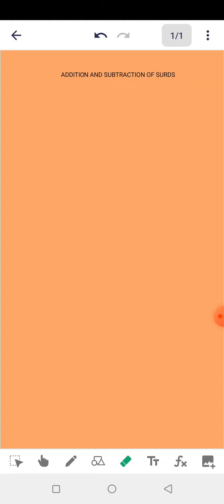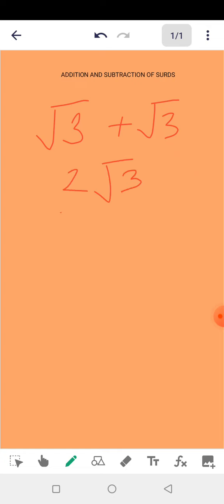Now, let's say we wanted to add, say, root 3 plus root 3, for example. It's just like having x plus x. When we add x plus x, we get 2x. When we add log y plus log y, we get 2 log y. So if you have root 3 plus root 3, because they are the same kind of surds, we can add them up to get 2 root 3. I think that is very, very simple.